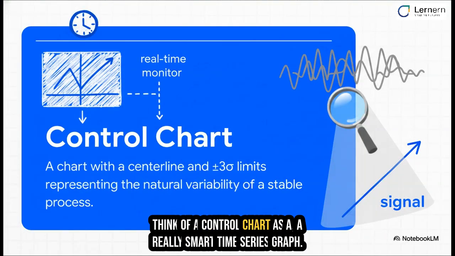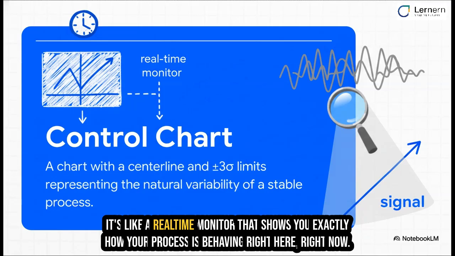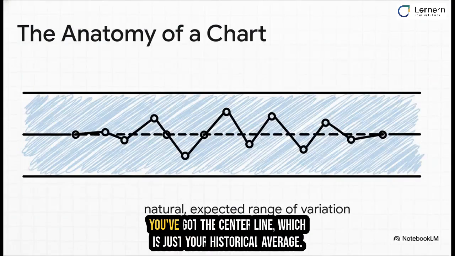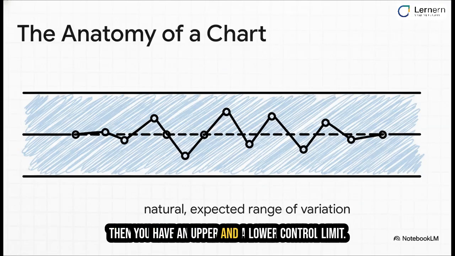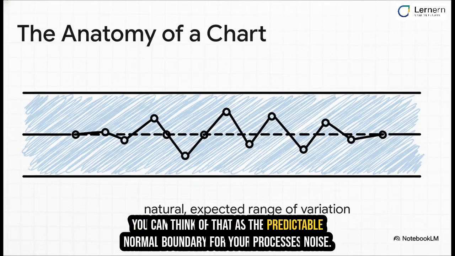Think of a control chart as a really smart time series graph. It doesn't just plot your data over time, it adds that crucial context. It's like a real-time monitor that shows you exactly how your process is behaving, right here, right now. So here they are, the three magic lines. You've got the center line, which is just your historical average. Then you have an upper and a lower control limit. Now these are typically set at 3 standard deviations away from that average. You can think of that as the predictable, normal boundary for your process's noise.